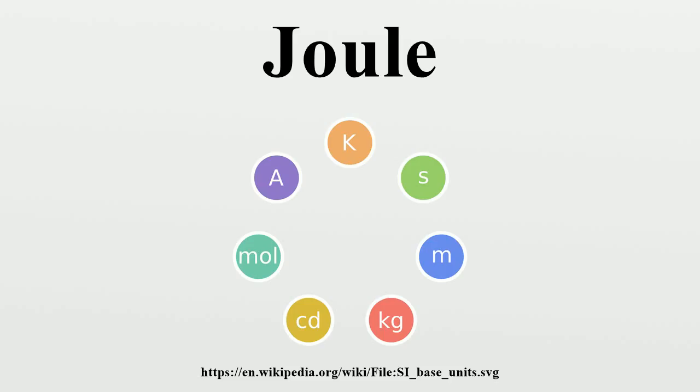1 international table calorie equals 4.1868 J. 1 watt-hour equals 3600 J. 1 kilowatt-hour equals 3.6 megajoules.